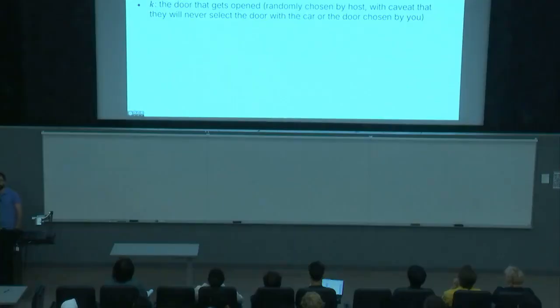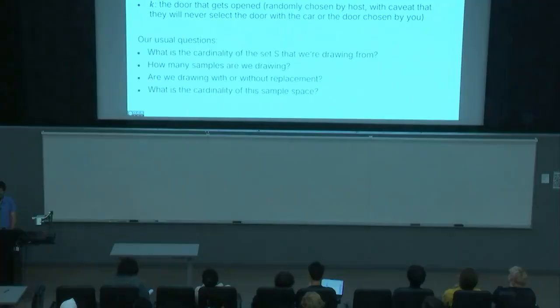So the host will randomly pick a door, but there's restrictions on what they can do. They will never select the door with the car, and they will never select the door chosen by you. They're not going to open the door that you picked, and they're never going to show you the car and then give you the option to switch. Okay? So then questions. What's the cardinality of the set we're drawing from? How many samples are we drawing? Are we drawing with or without replacement? And what's the cardinality of the sample space?